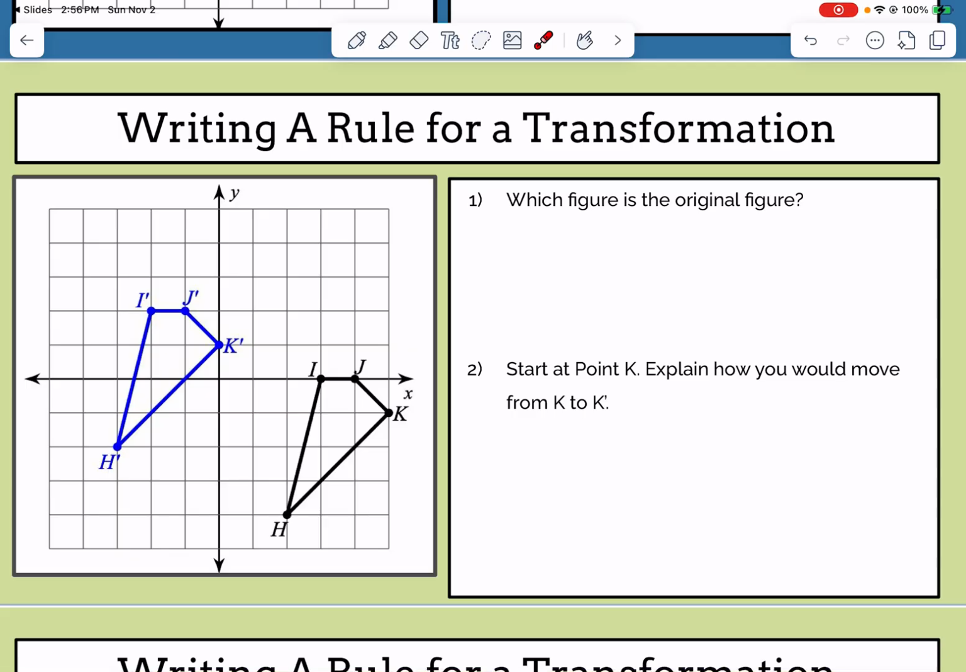All right, we're doing the answers here, so I'm assuming you've unpaused. The original figure is HIJK. It's always the one without the apostrophes. It says start at point K. Explain how you would move to K prime. So I would go 1, 2, 3, 4, 5 left and up 2.